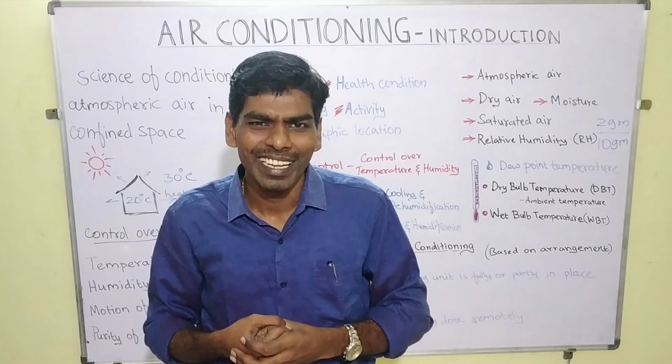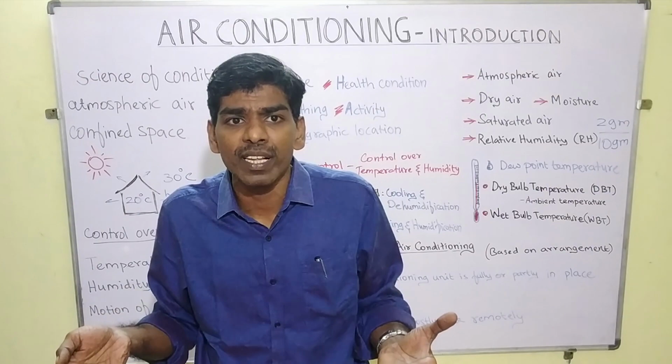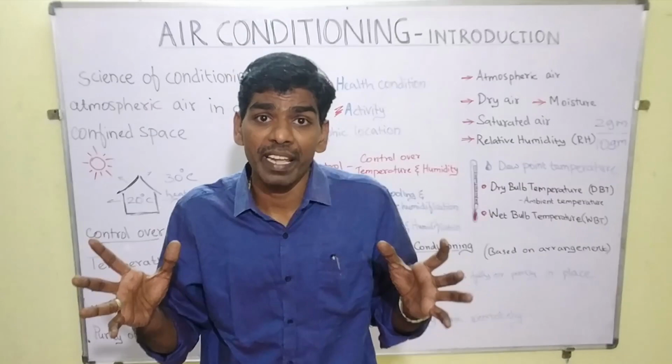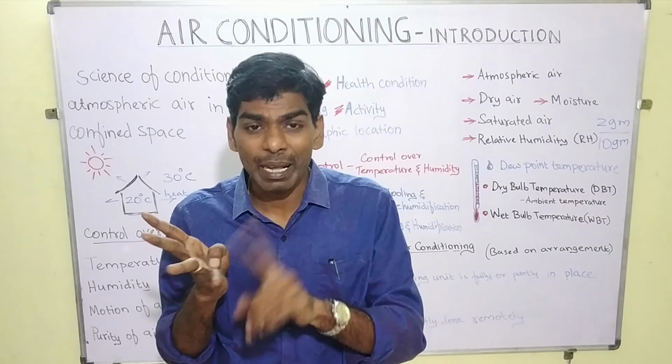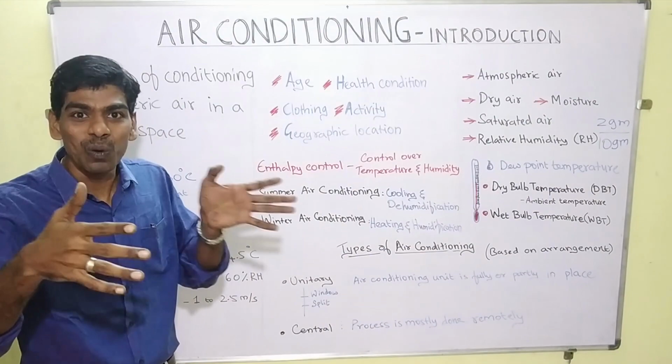In addition to this, purity of the air is also another important thing. It may not be noticed or felt at the moment when we get into a room if it is not pure, but after a duration, definitely that will not be comfortable for the person in that room. So these four are very important: temperature, humidity, motion of air, and purity of air. Not just these things. In addition to this, there are other parameters which also lead to the comfort zone.